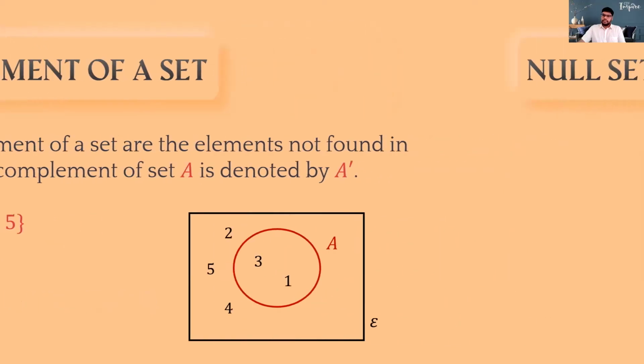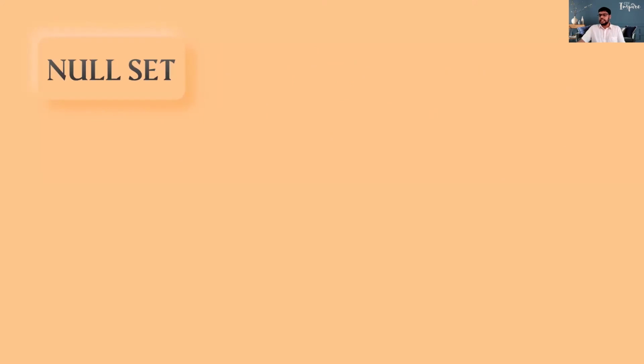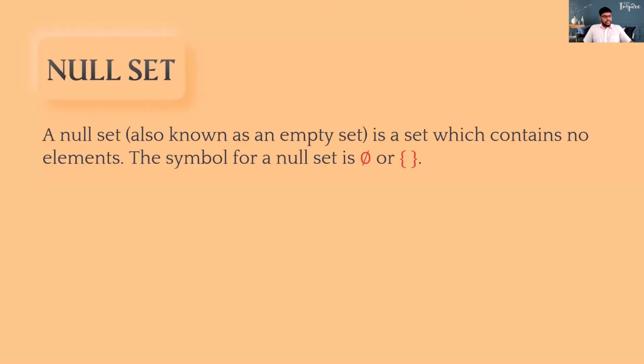Next, children, finally, a null set. What is a null set? Children, a null set, also known as an empty set, so both these words are interchangeable, right? You can say null set or empty set, is a set which contains no elements, right? So children, there can be a set which is empty, doesn't have any elements. And children, the symbol for a null set is this. You can see a zero like symbol with a line going across it, right? So that is the symbol for a null set.